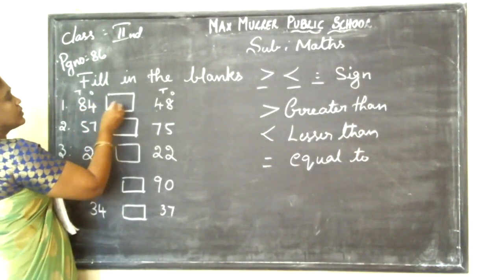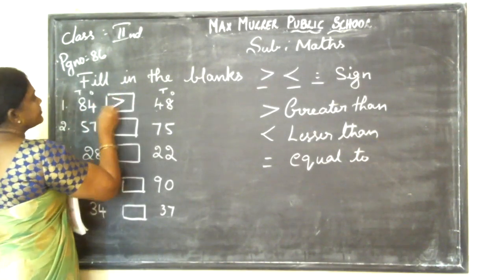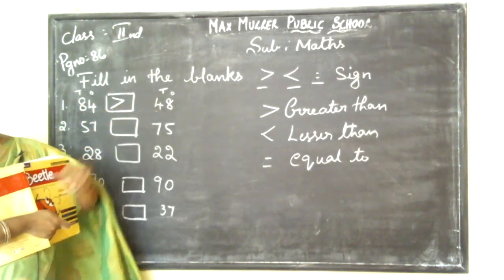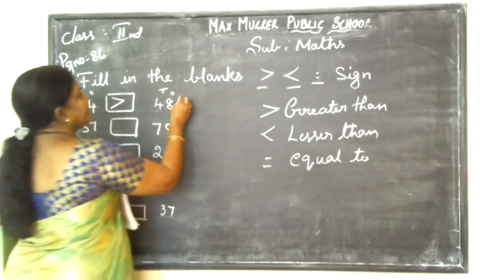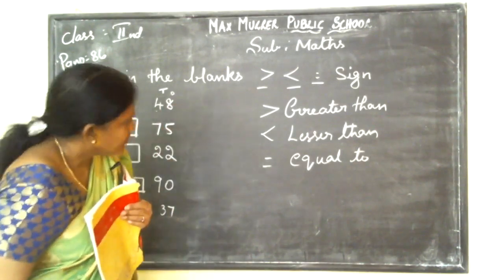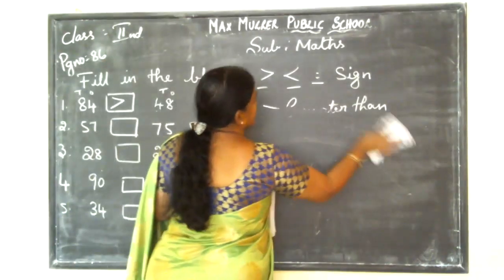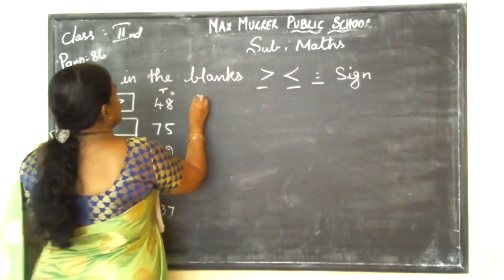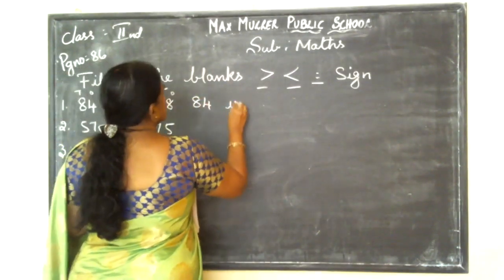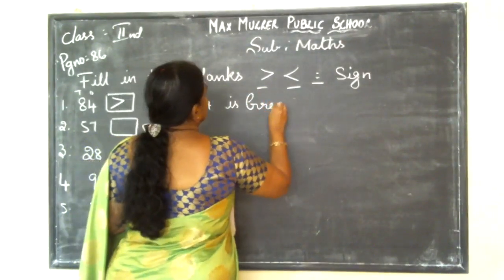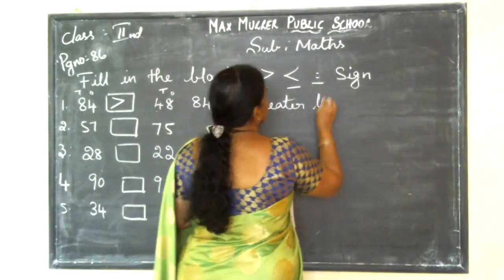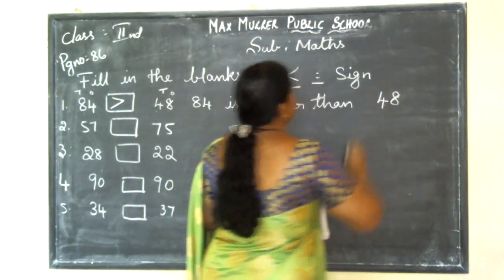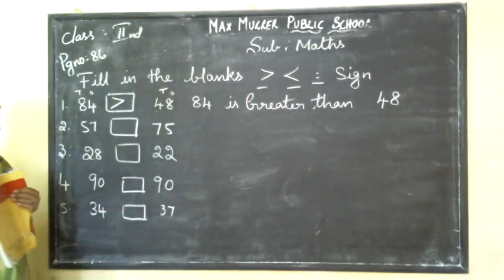8 is the bigger one, so you write the greater than sign. 84 is greater than 48. We'll use these three signs for this. So for this, 84 is greater than 48.